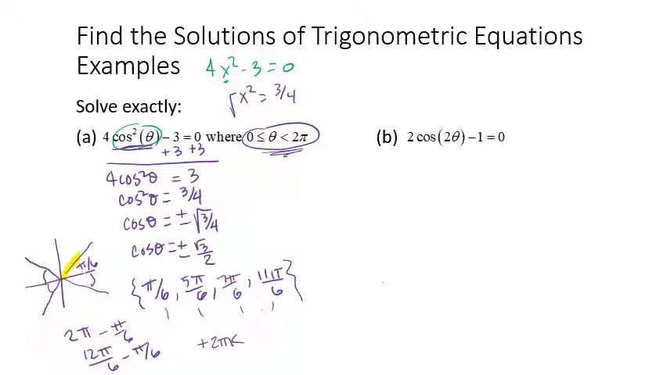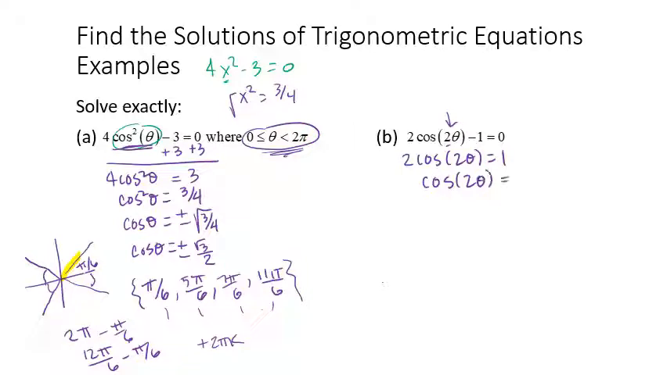So this one's a little different because we have this 2 theta here. So that's going to affect our period. Remember that when you have that b value in front of your angle, that affects the period. So we're going to see kind of what that does here. All right, here we go. First I'm going to add 1 to both sides. Cool. Again, I still need to isolate that cosine. So divide everything by 2.